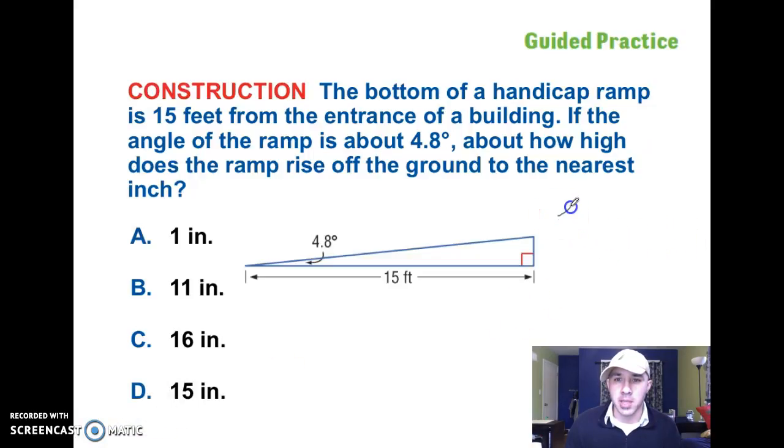So my ratio is sine, which is going to be your opposite over your hypotenuse. And you got your cosine of the angle, which is going to be adjacent over hypotenuse.